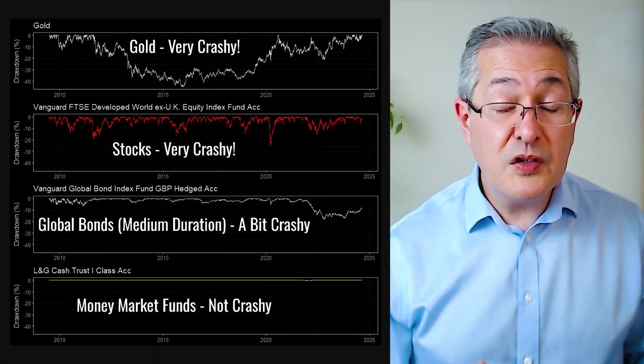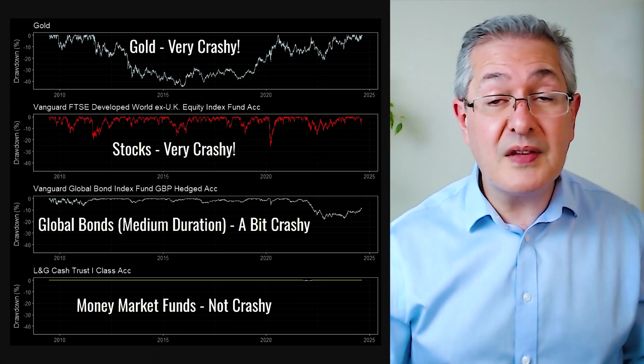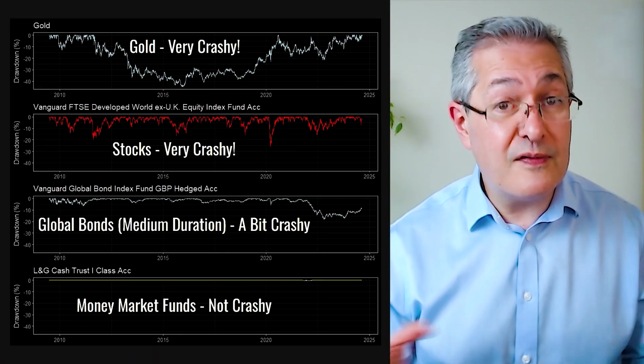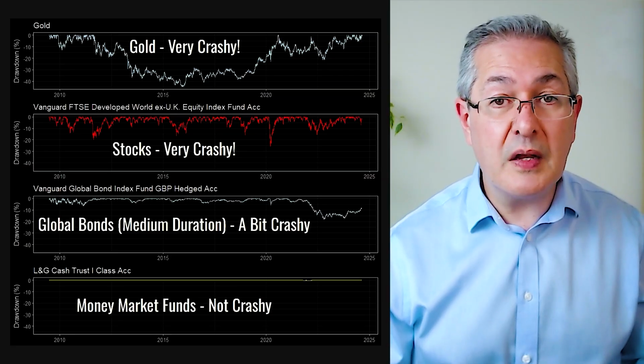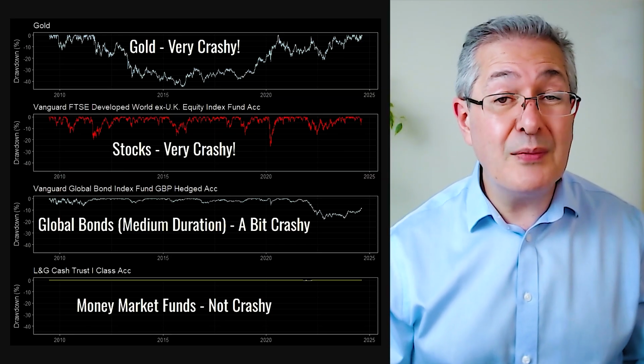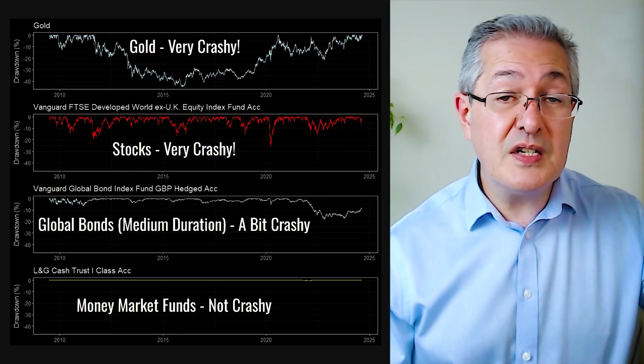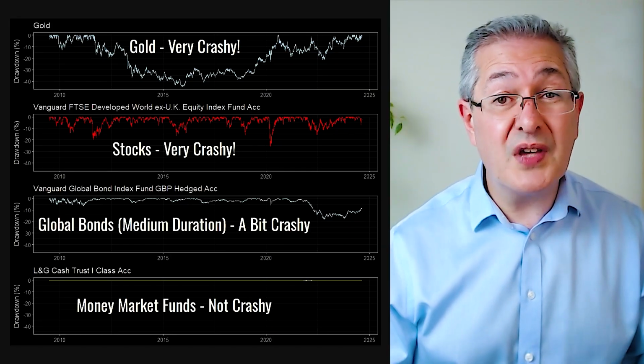In retirement, you're a forced seller of something, and if you have the option of selling something which hasn't crashed, it's not going to deplete your portfolio so rapidly. And just to show you how crashy some of those assets can be, here I've got 4 compared alongside one another. And this is called a drawdown plot. It looks at the percentage fall from the previous all-time high.